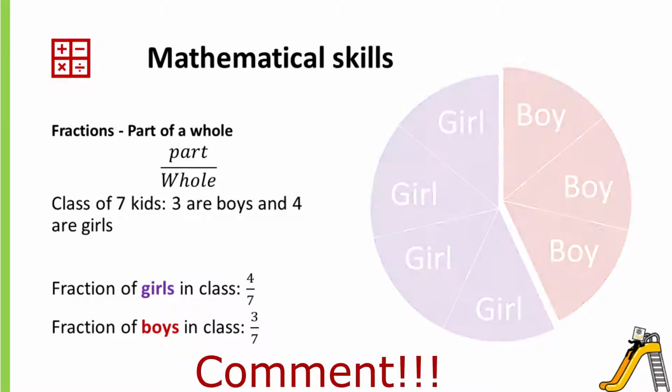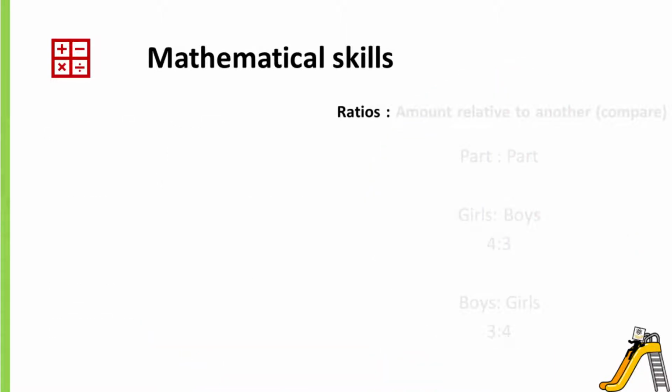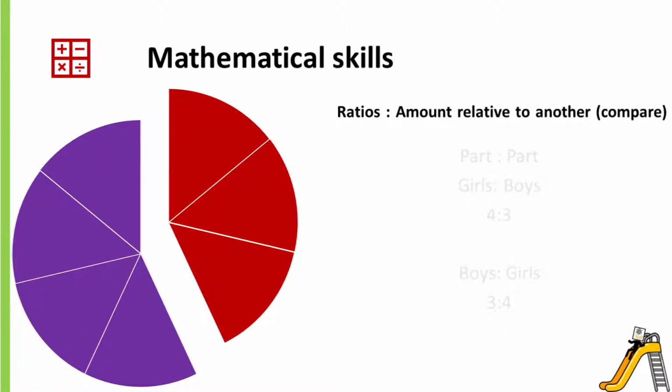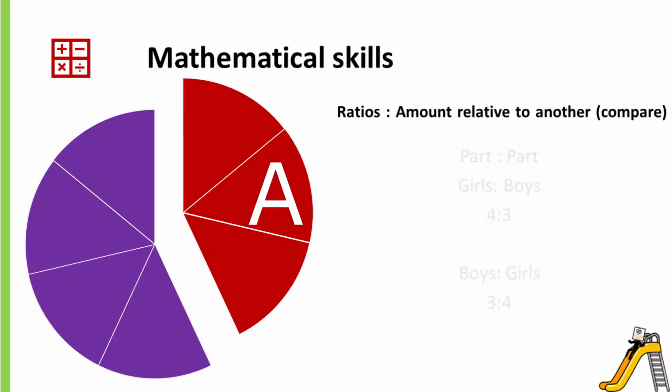Now let's move on to ratios. What is a ratio? Let's start with the definition. A ratio is basically an amount that is relative to another amount. There's an amount A and there's an amount B, and we are comparing these two amounts.